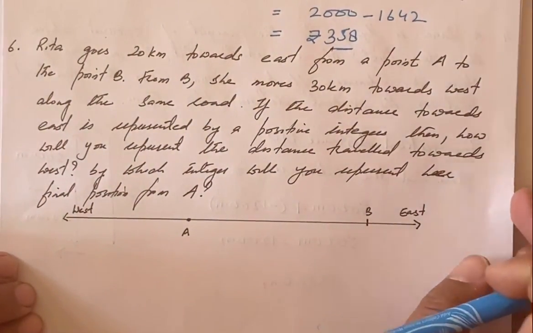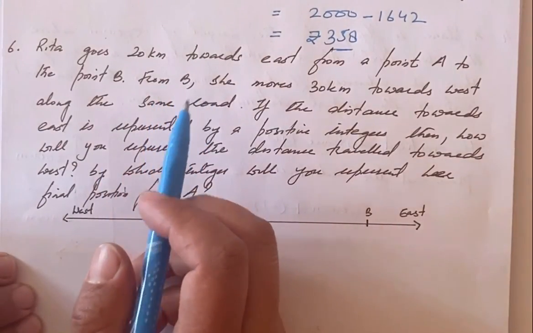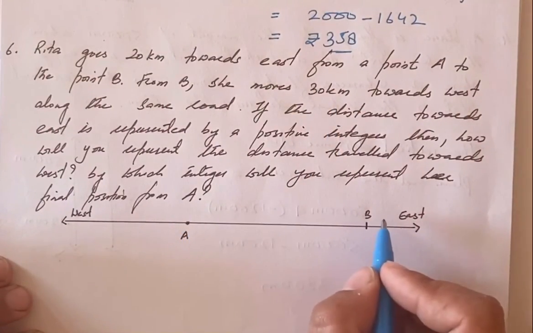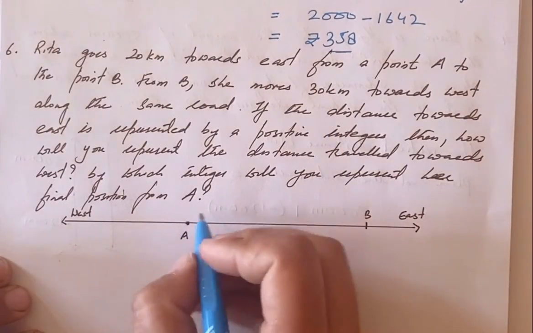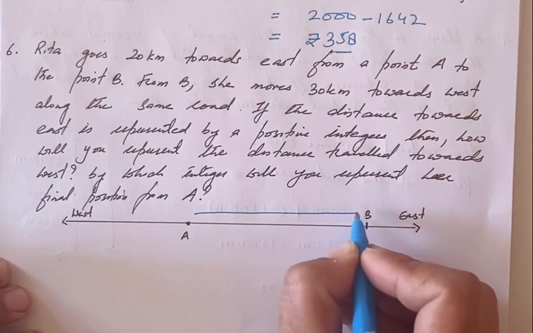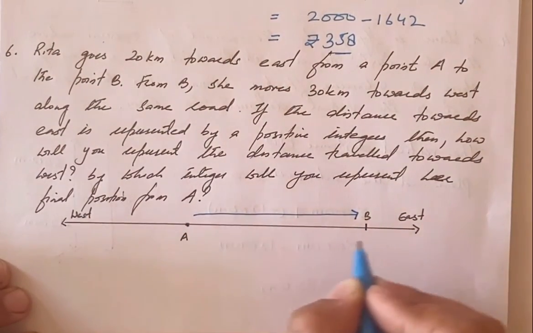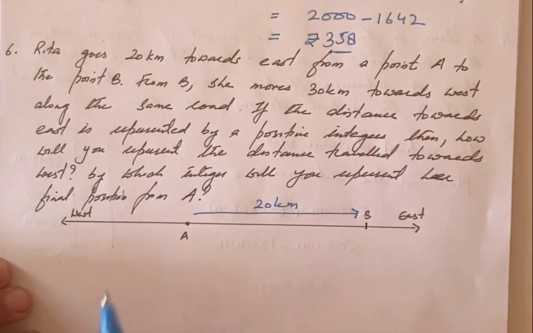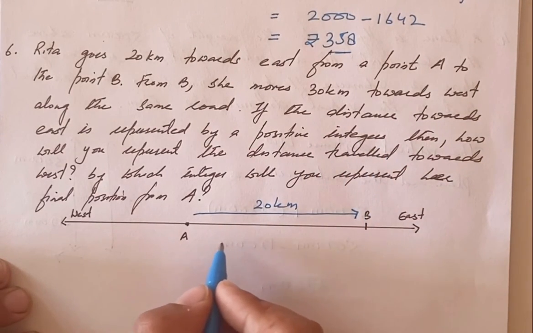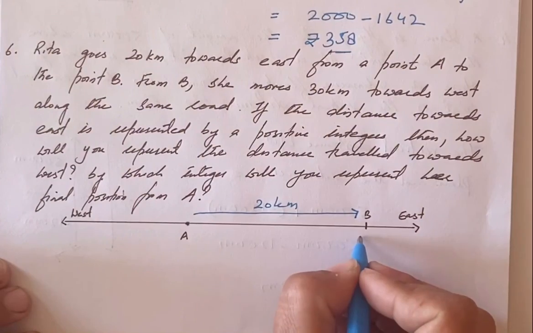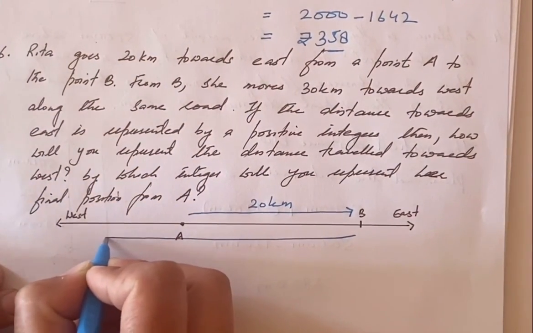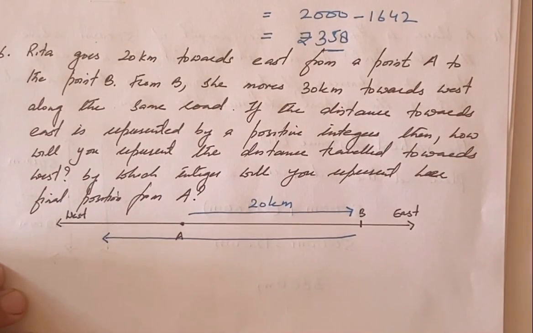Question number 6: Rita goes 20 kilometers towards east from point A towards point B. She moves 20 kilometers. And then she moves 30 kilometers towards west along the same road. She moves along the same road towards west 30 kilometers, which means up till here.